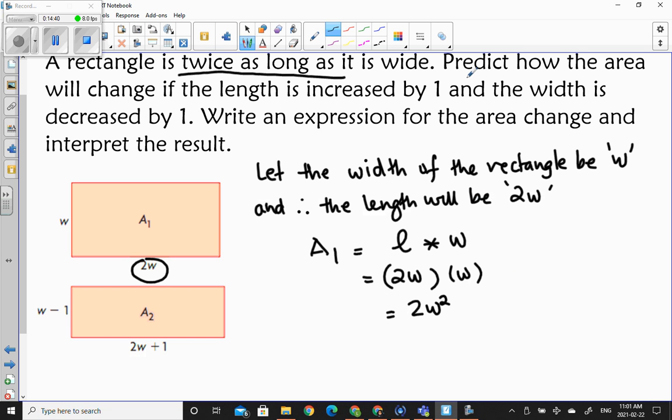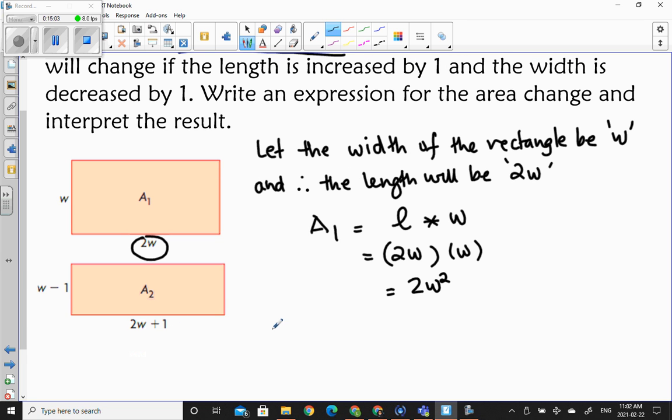And it's asking here, predict how the area will change if I now change the dimensions. So I'm going to increase the length by 1 and decrease the width by 1. So this second rectangle I have here is a diagram where I've changed the dimensions. I've increased the length by 1, so it's 2W plus 1 for the length now, and decreased the width by 1, so it's W minus 1.